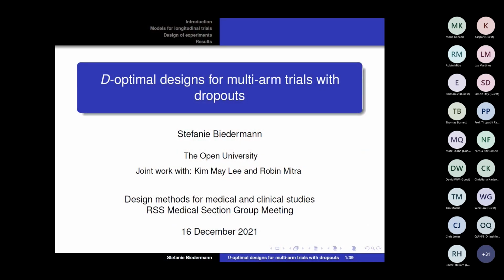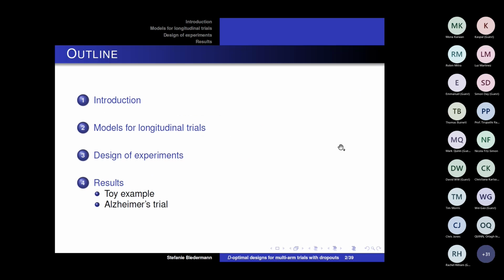Thank you very much for inviting me. It's an honor to speak here. Let me share my screen. So today I would like to present some joint work with Kim Lee and Robin Mitra. I'll give a brief introduction to the problem. I'll then talk a bit about models for longitudinal trials, what kind of design of experiments we are talking about, and then I'll show you some results: first a toy example, and then an Alzheimer's trial, which is a bit of a work in progress, really.